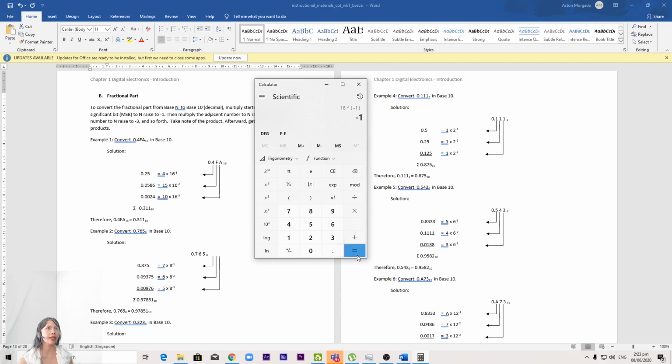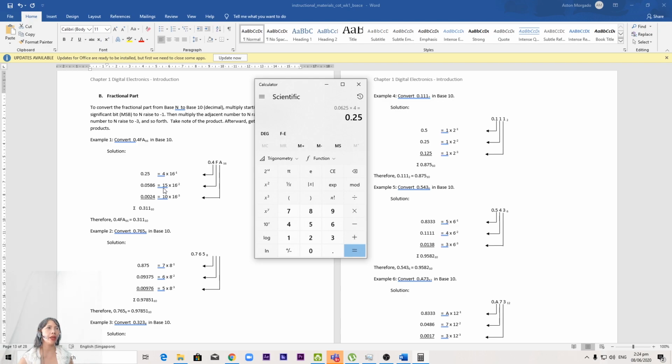So what would be the answer? Times 4. So we have 0.25 here. Next, F is actually 15. Again, for hexadecimal, instead of 10, we have A, 11 is B, 12 is C, 13 is D, 14 is E, 15 is F. So we have F here.